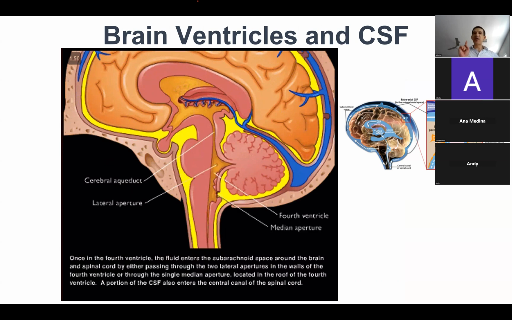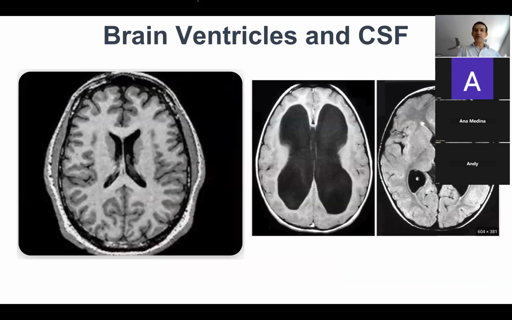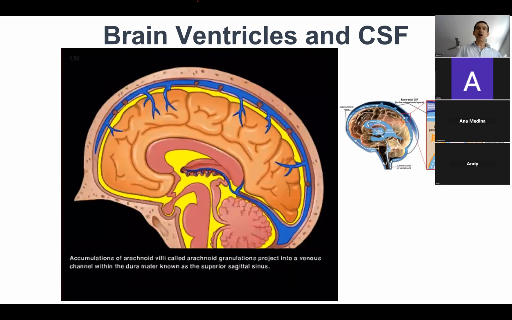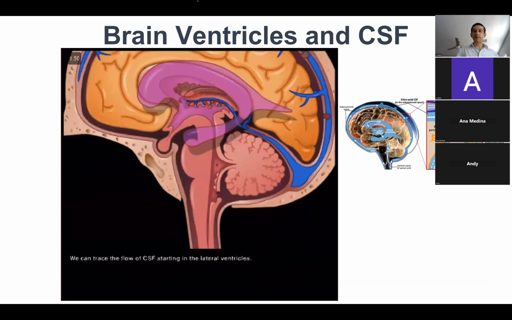And from that subarachnoid space, look where it's going to go. That's your subarachnoid space. You see that cobweb-like projection. Guess what? It's going to enter the dural venous sinuses. And those dural venous sinuses are going to take all of that CSF away.